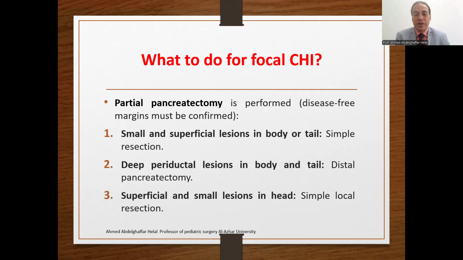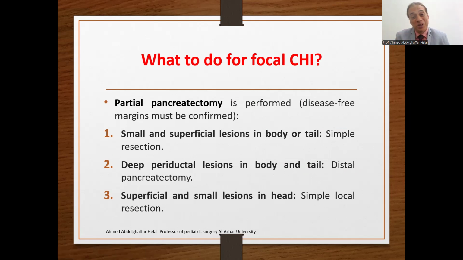You diagnose the focal lesion, then you decide to perform treatment, partial pancreatectomy. Disease-free margin must be confirmed. Remove the area of the focal affection with a clear margin. If there is a small and superficial region in the body or the tail, it is treated by simple resection. Deep lesions, distal pancreatectomy. Superficial and small lesion in the head, simple local resection.